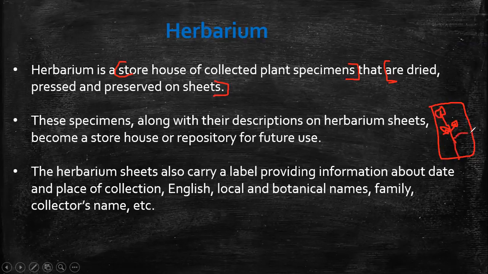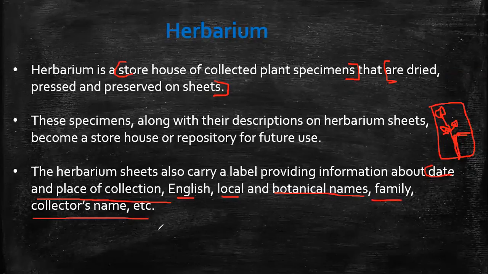Here in this space provided, certain names and certain points will be noted for future reference, such as date of collection of the plant, place of collection. So all these are very important. Date and place of collection. One NEET question, after telling this, I will tell you. English name, vernacular or local name, botanical name, family of the plant, name of the collector. All these should be written there for future reference.